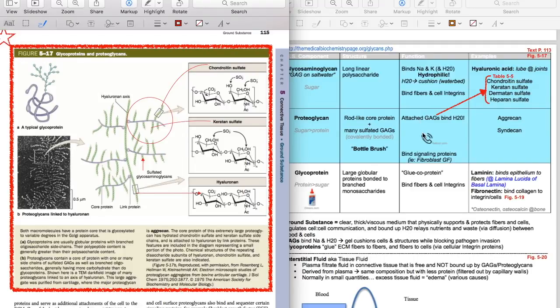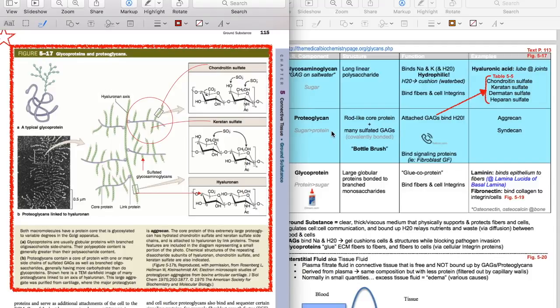So now, coming back to the proteoglycan, it's this bottle brush. The handle of the brush is the protein. The bristles of the brush are sulfated GAGs. What are the sulfated GAGs? List them off. Get fluent with this. Be able to say these words: chondroitin sulfate, keratan sulfate, dermatan sulfate, heparan sulfate.